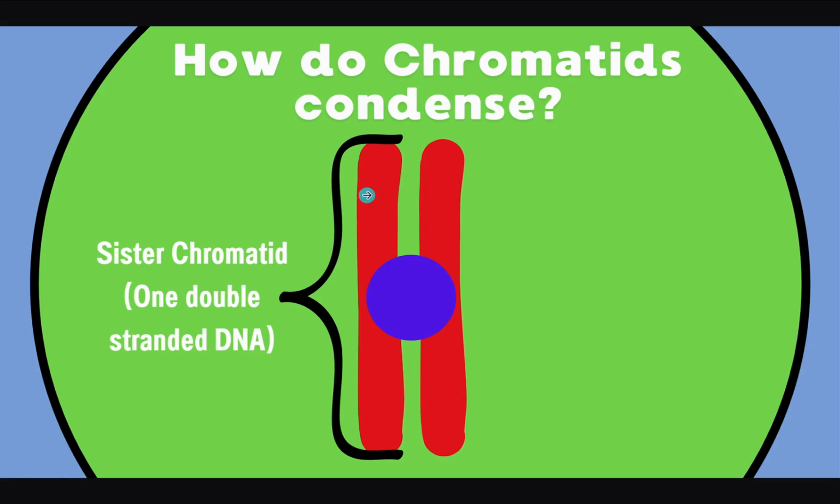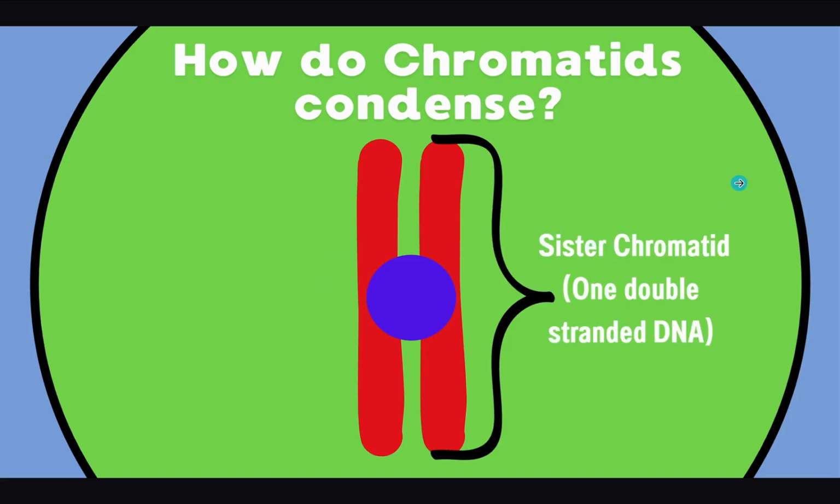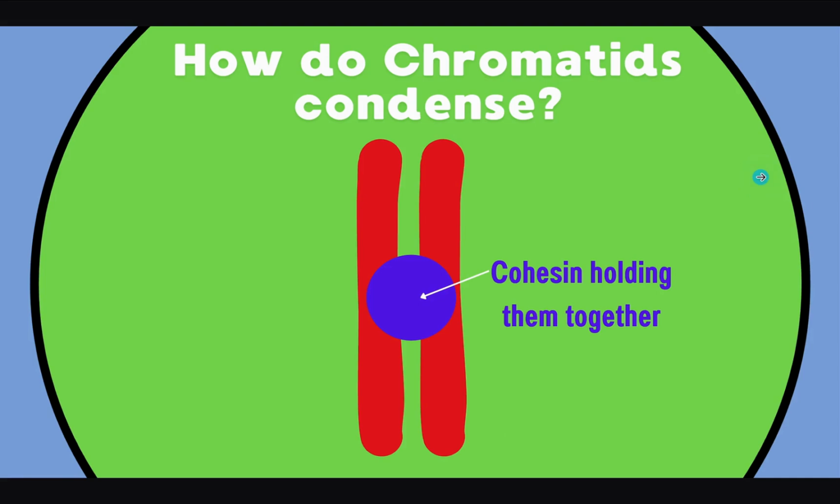So here we have two sister chromatids. One chromatid here on the left, which, as we remember, is one double-stranded DNA. It's very long, it's uncondensed. And we have another one that's also one double-stranded DNA. Remember, they're in a usable form in this period. So when they're long and not condensed, they can be used and expressed, alright? That's going to change in prophase.